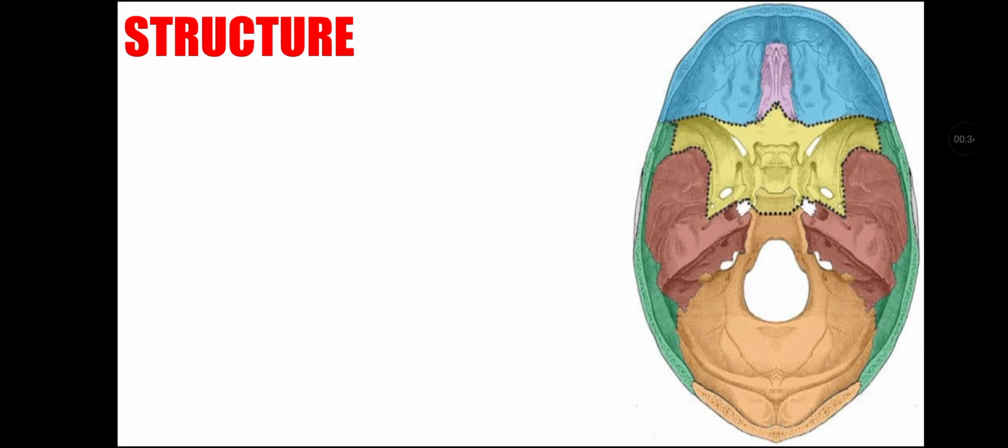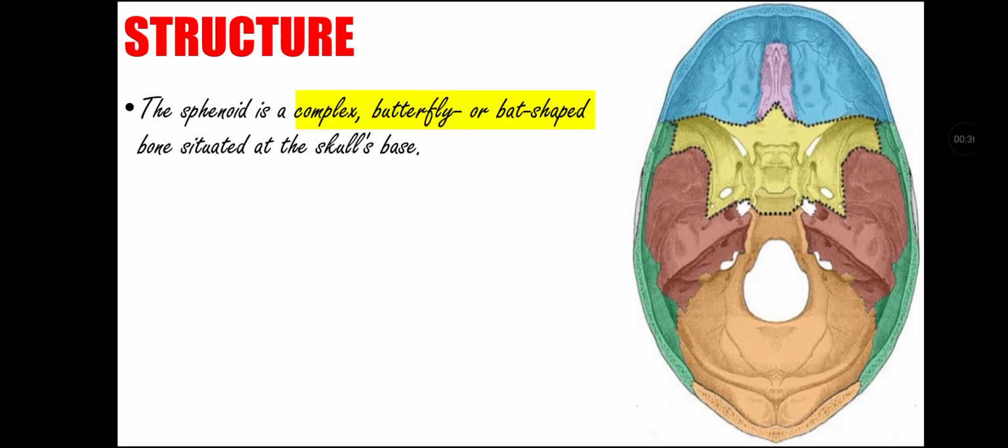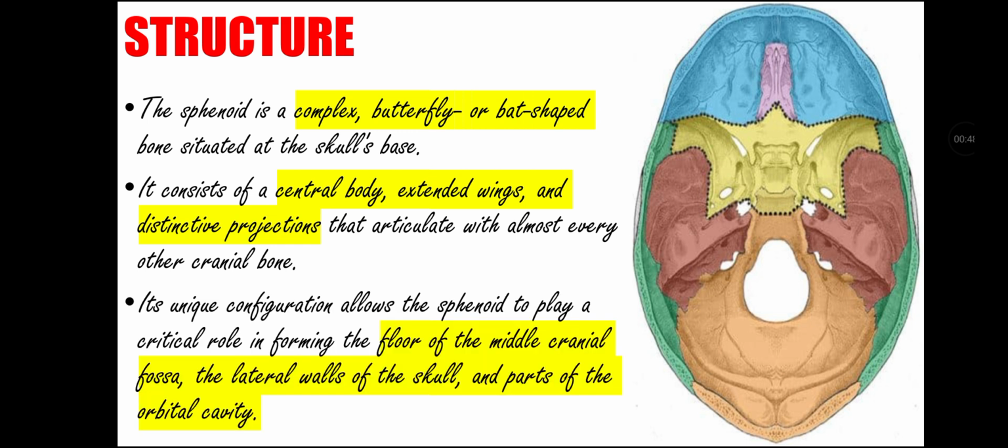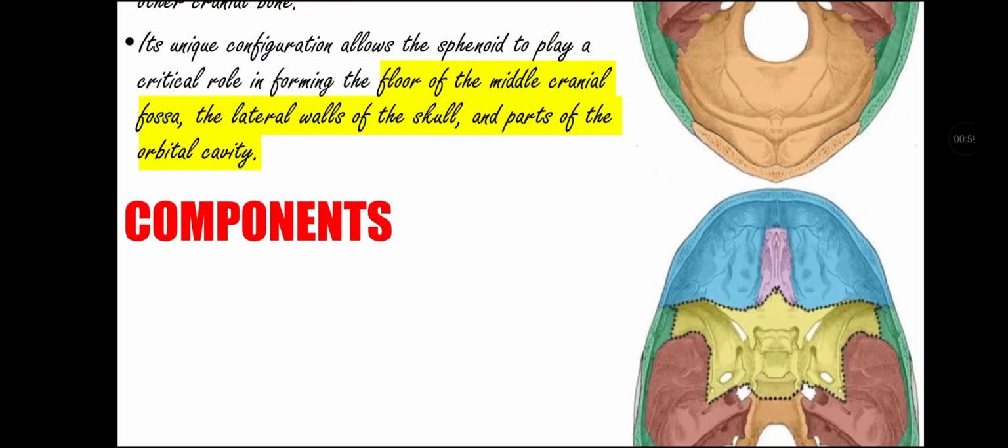Now let's talk about structure of sphenoid bone. Sphenoid bone is a complex butterfly or bat-shaped bone situated at the skull base. It consists of a central body, extended wings, and distinct projections that articulate with almost every other cranial bone. Its unique configuration allows the sphenoid to play a critical role in forming the floor of middle cranial fossa, the lateral wall of skull, and parts of orbital cavity.